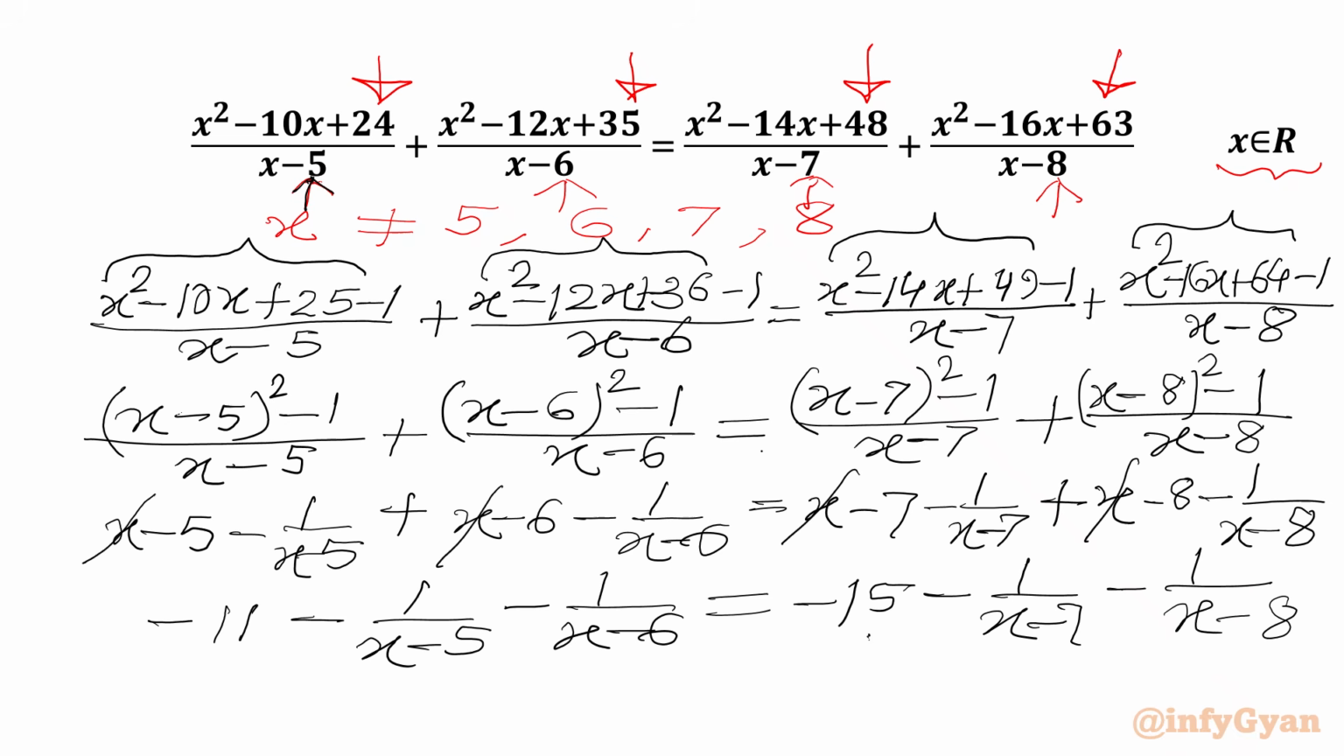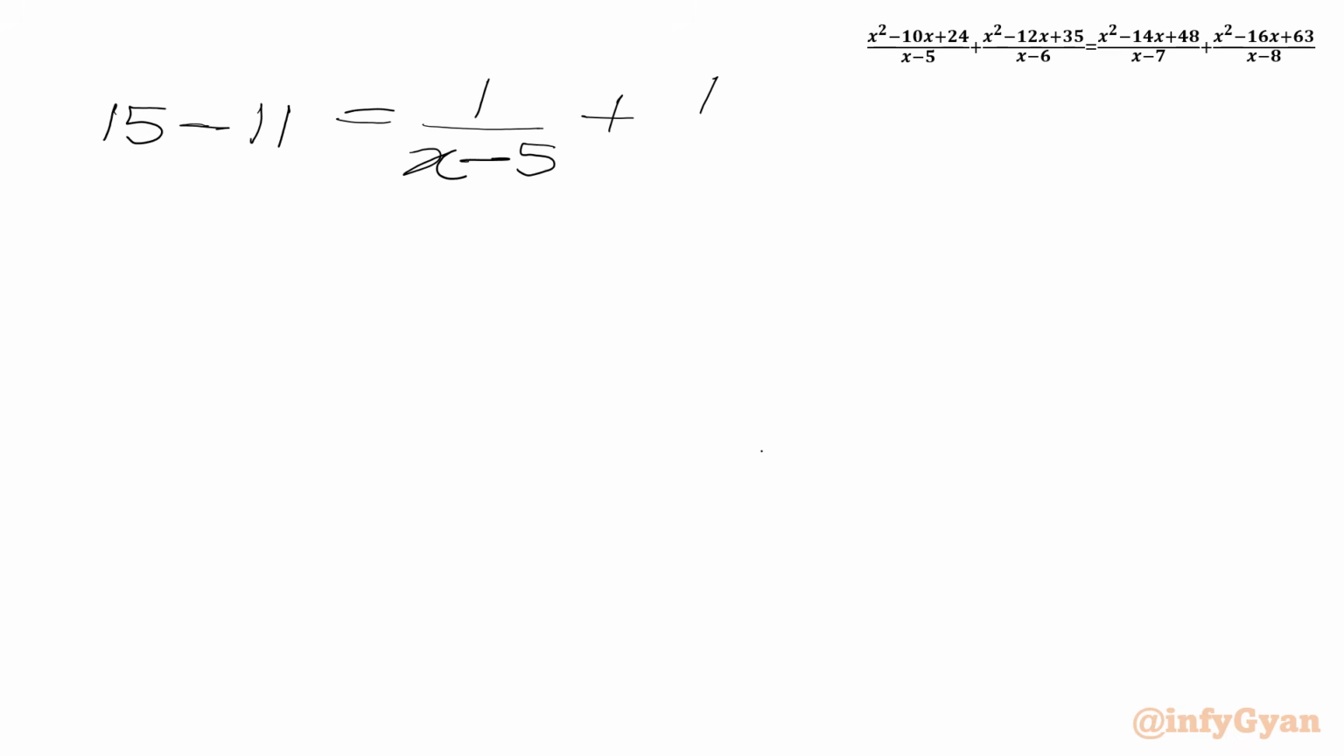Now we will take minus 15 to the LHS and we will take these two variable terms to the RHS. So one side we have constant 15 minus 11. On other side we will write 1 over x minus 5 plus 1 over x minus 6 minus 1 over x minus 7 minus 1 over x minus 8. Let's write here 15 minus 11 equal to 1 over x minus 5 plus 1 over x minus 6 minus 1 over x minus 7 minus 1 over x minus 8.